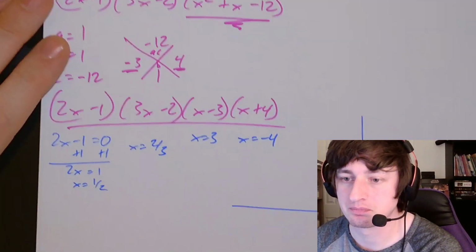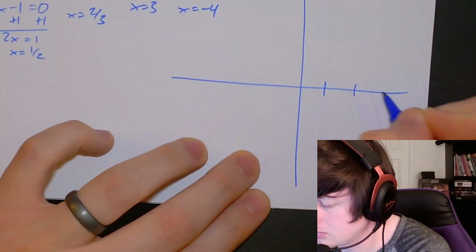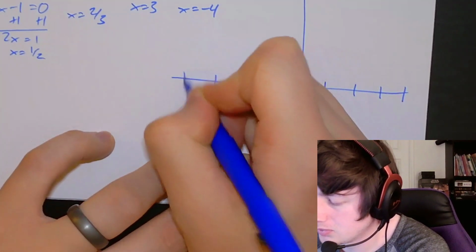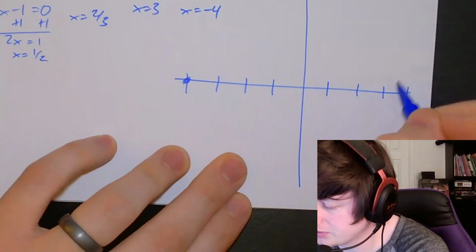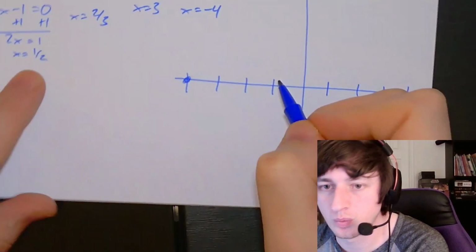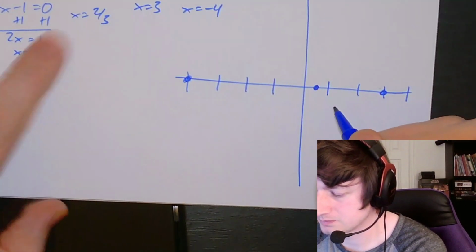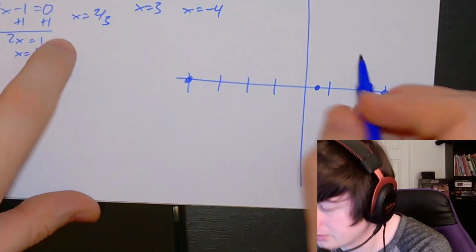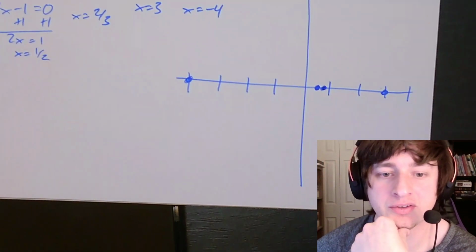So now I'm going to sketch them. I have -4, I have +3, I have 1/2, just like there, and I have 2/3. These are really close together. Somewhere in there. Not to scale completely.